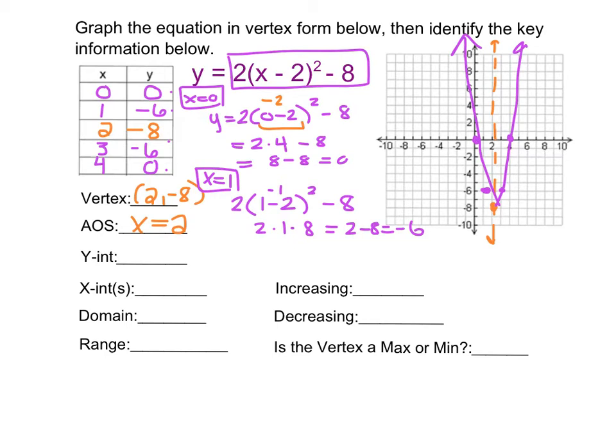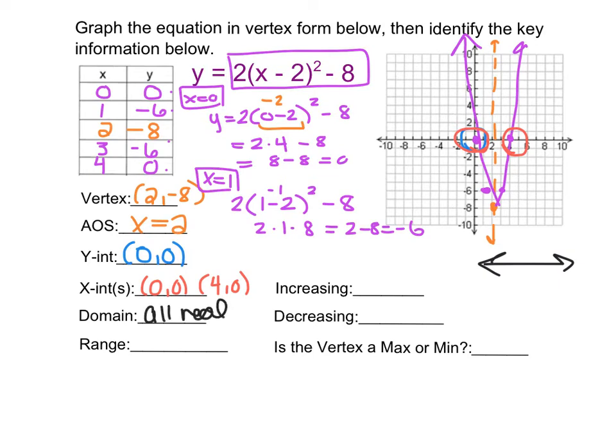The next thing we need to do here is identify the rest of our key components. Our y-intercept is where we cross the y-axis, which in this case is the point 0, 0. Then our x-intercepts are where we cross the x-axis, which occurs twice at 4, 0 and 0, 0. So 0, 0 is kind of a special point. It's both the x-intercept and the y-intercept. Then our domain, because we're going forever to the left and forever to the right, is all real numbers. And our range starts at -8 and goes up. So we have y is greater than or equal to -8.